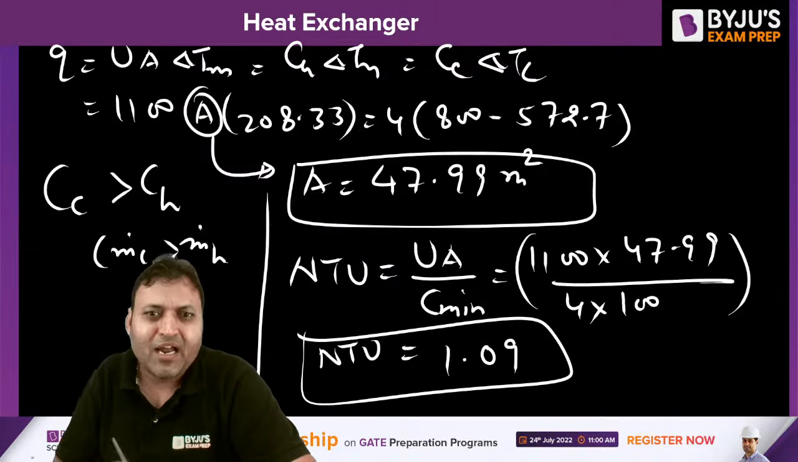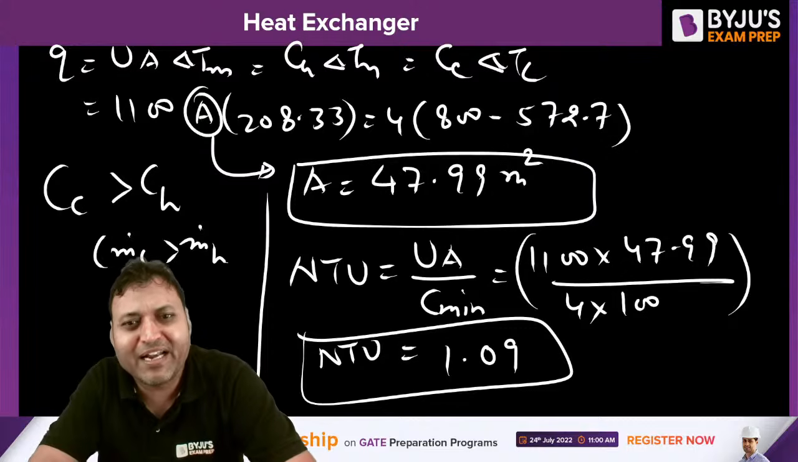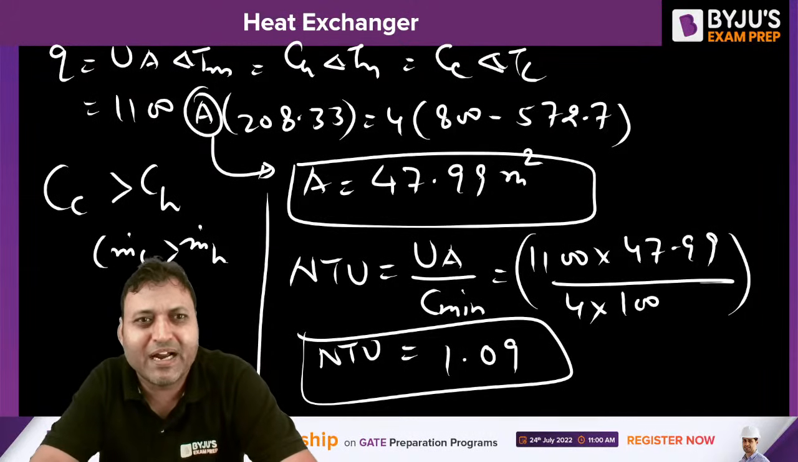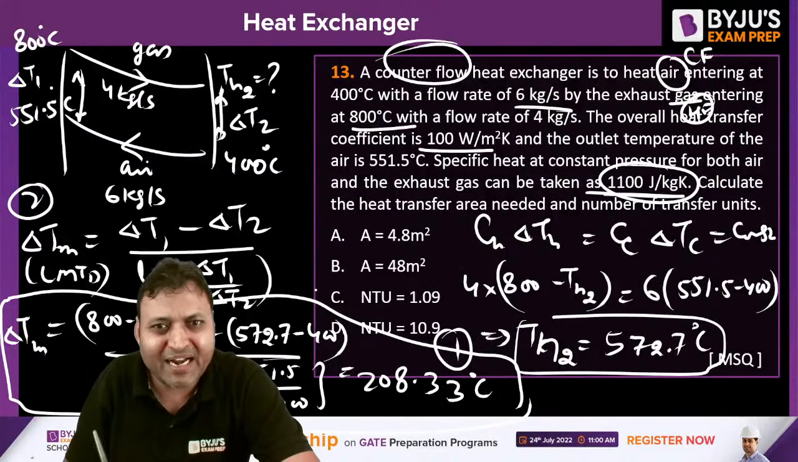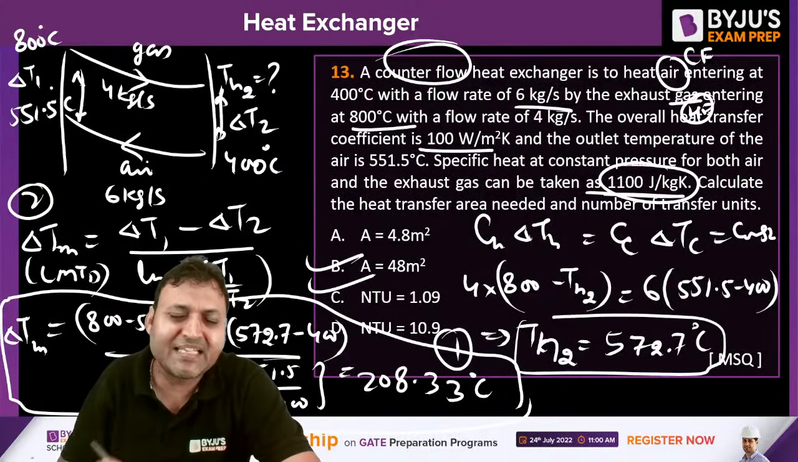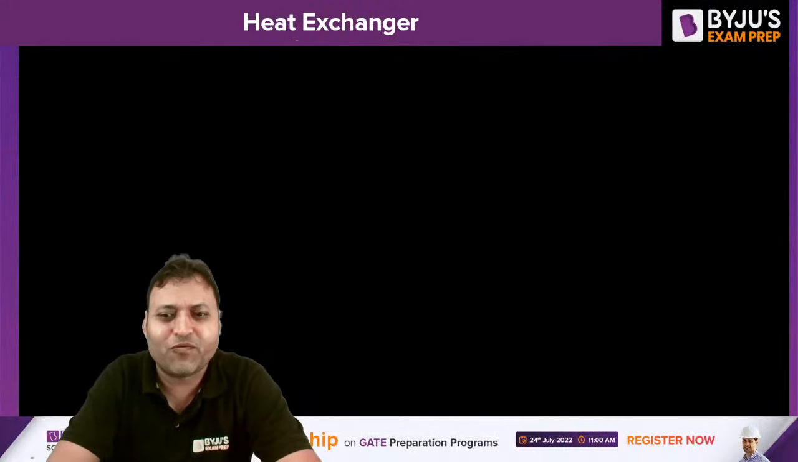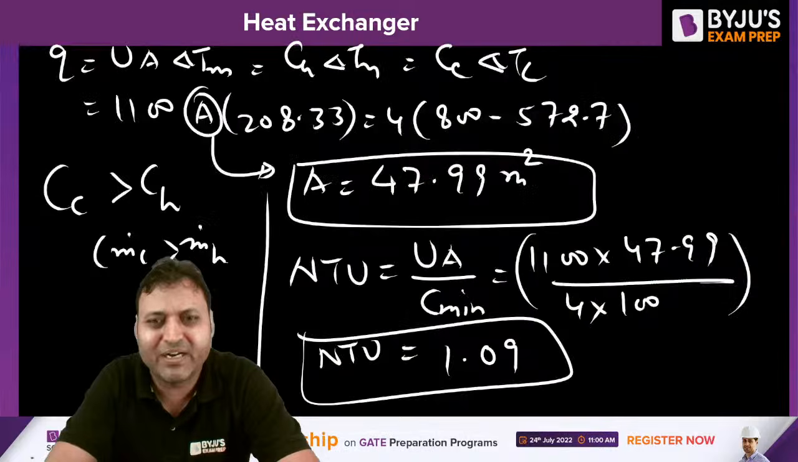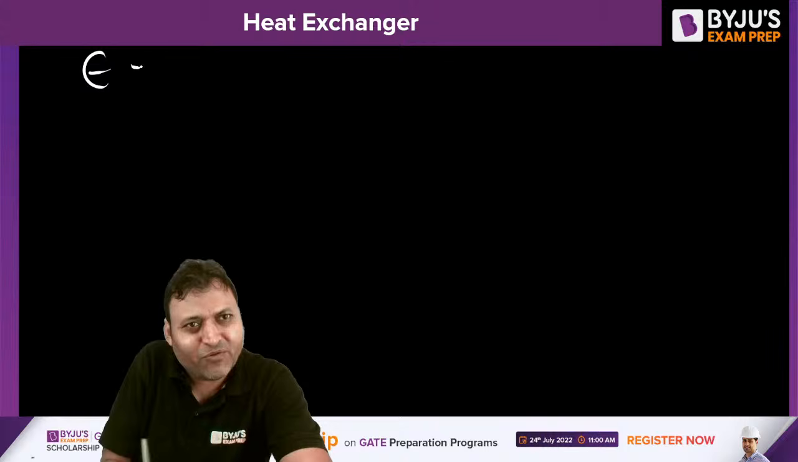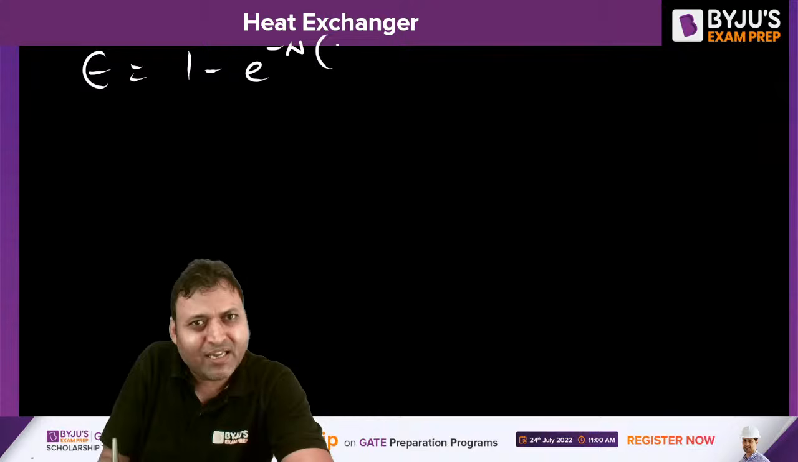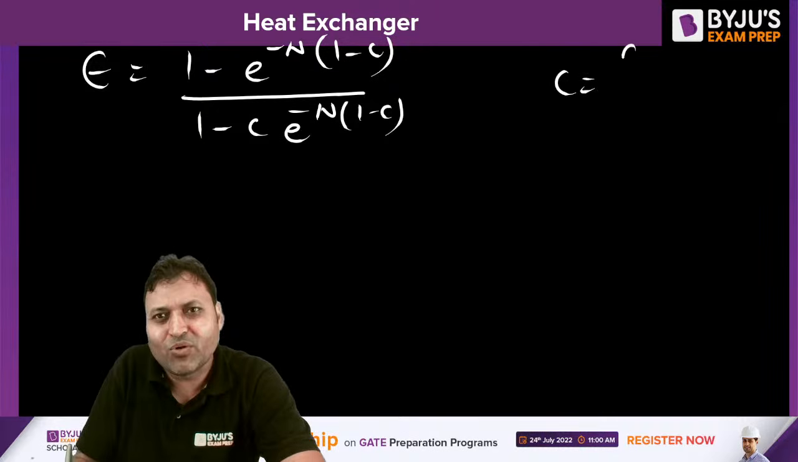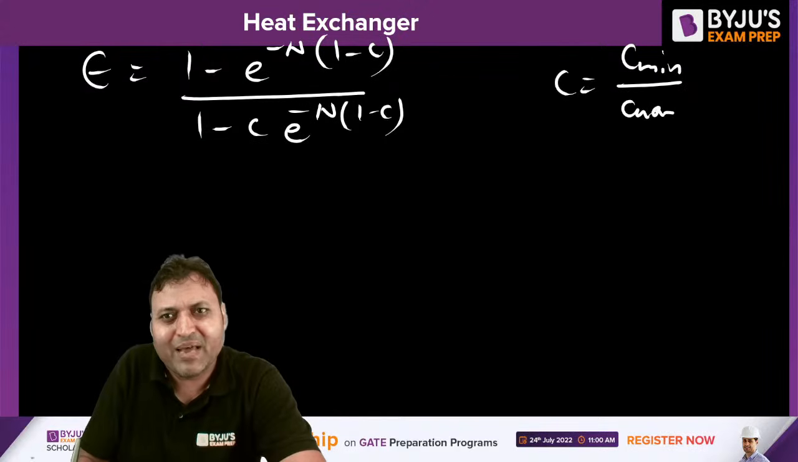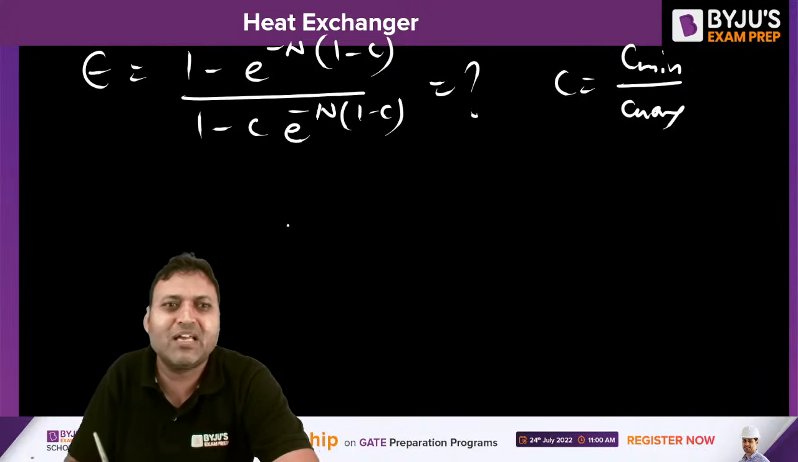Isn't it? Once you get NTU, using these values you can also find out the effectiveness. What will be the effectiveness? So the correct answer is B and C. And if we want to find out the effectiveness, because it is a counterflow heat exchanger, the effectiveness is 1 minus e to the power minus NTU into (1 minus C), upon 1 minus C e to the power minus NTU into (1 minus C), where C is equal to C minimum by C maximum. That is how we can find out the effectiveness for this.